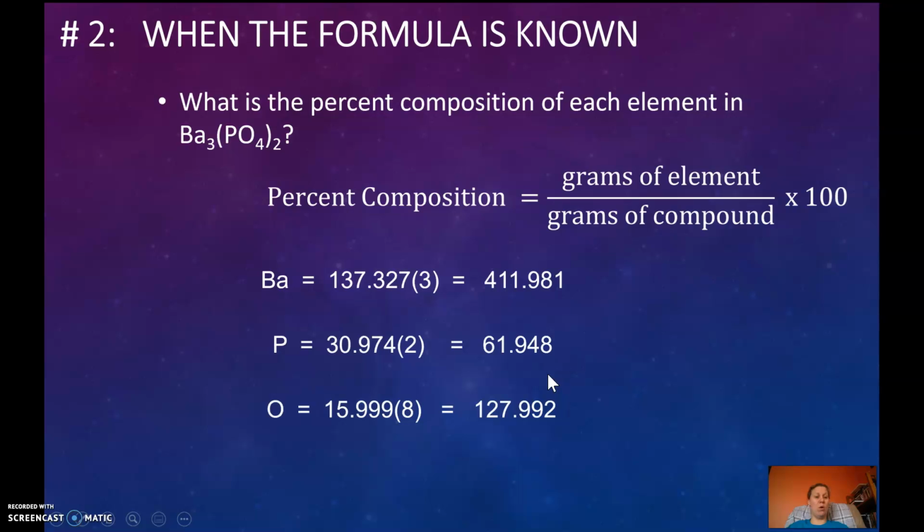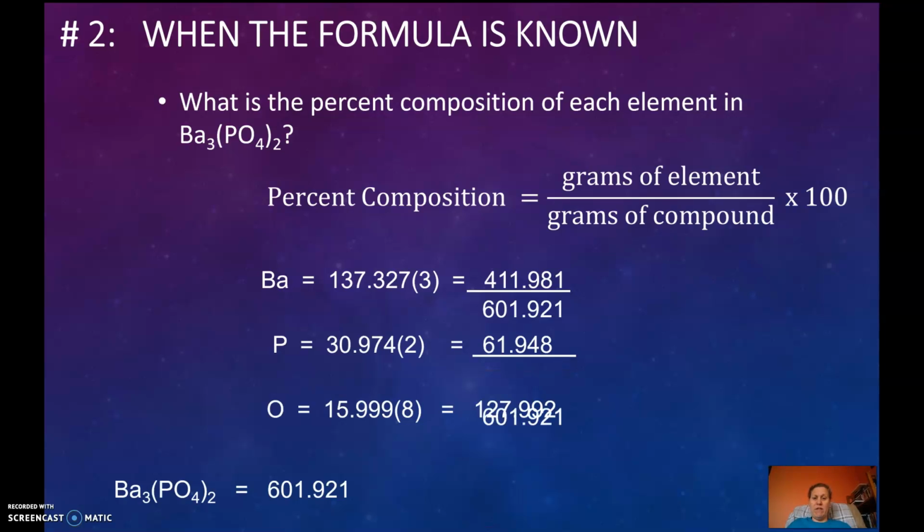So how do you get the whole? You add all those up. So the formula mass for barium phosphate, all those added up, is 601.921. That's your bottom number for every single one of these. I hope I'm not going too fast, but we've kind of already done this before, and I wanted to do it again.